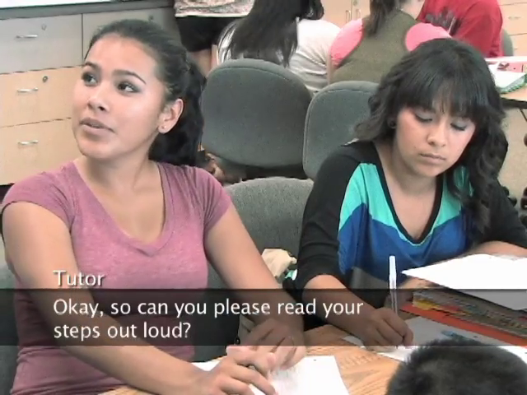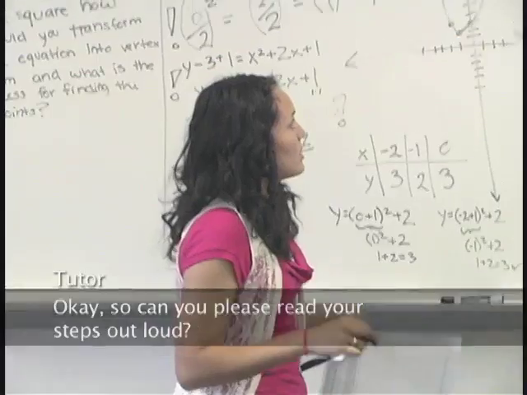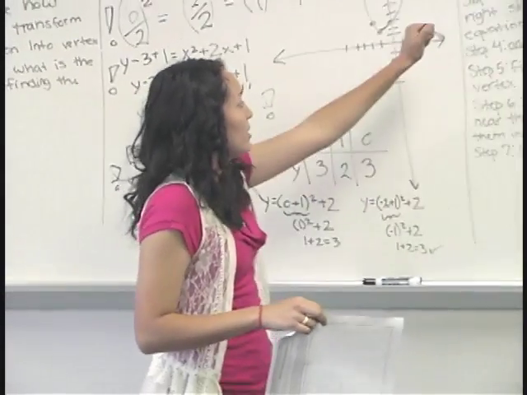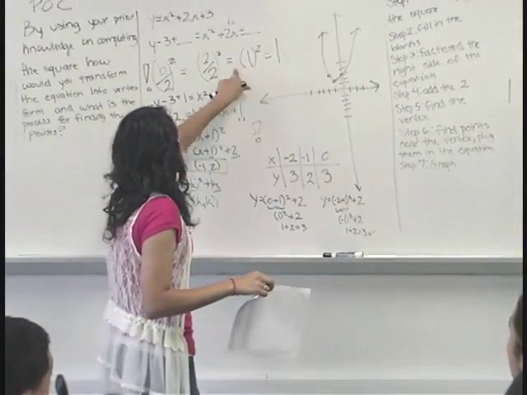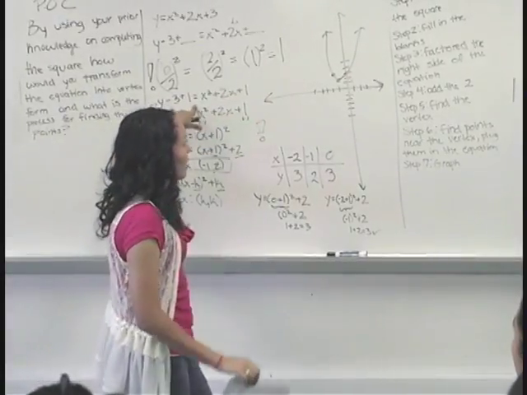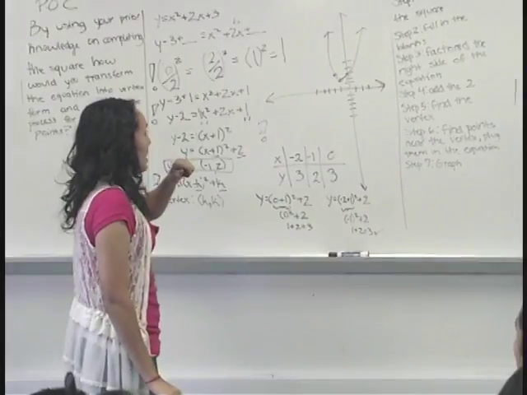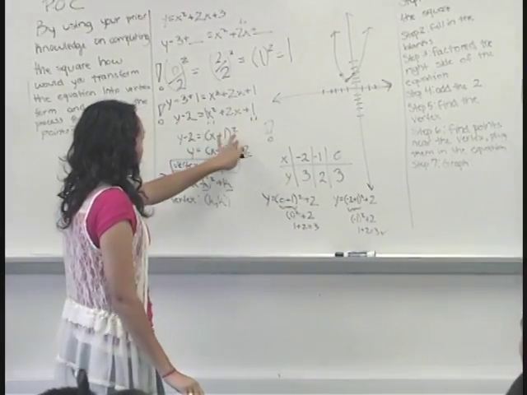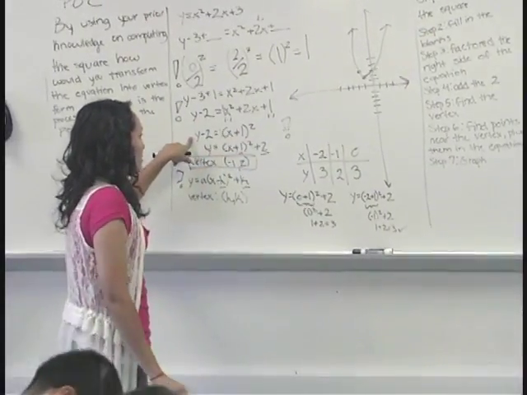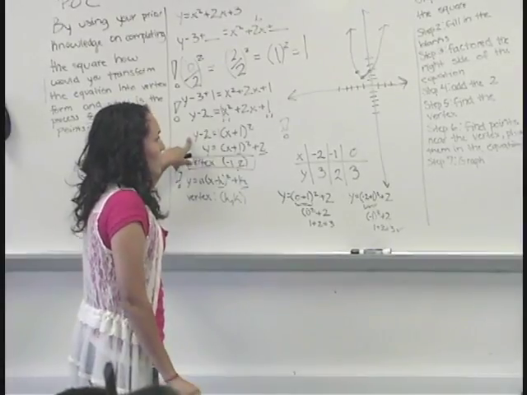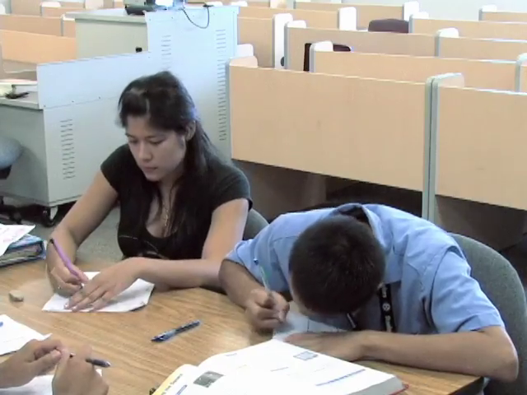Okay, so can you please read your steps out loud? Step 1, we used completing the square right here. That's how we got to this equation. And then we filled in the blanks. Then we factored the right side of the equation to end up with y minus 2 equals x plus 1 squared. And then you distributed the 2 to the other side so it would look like the equation to graph.